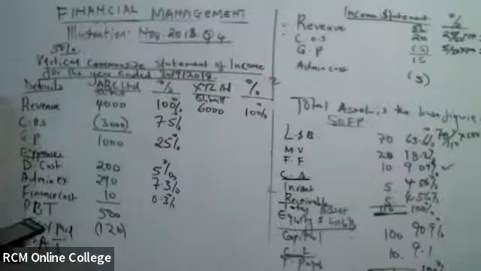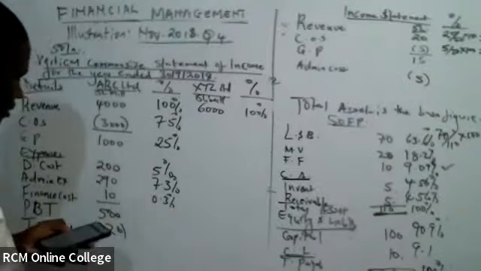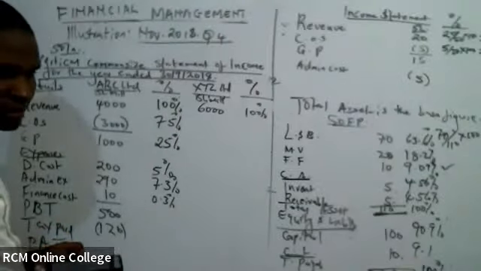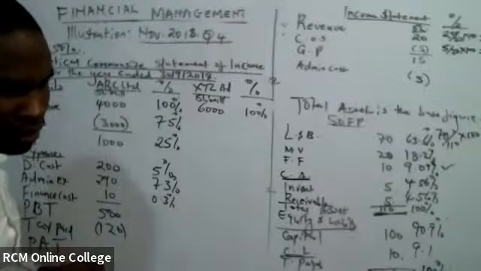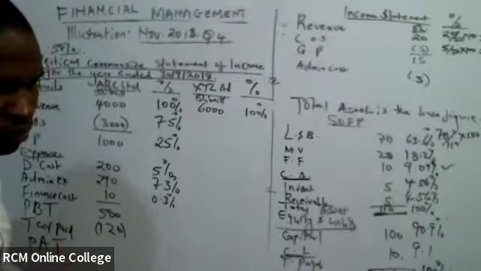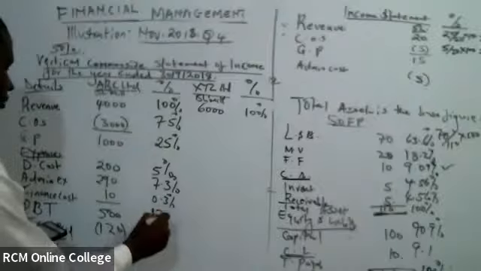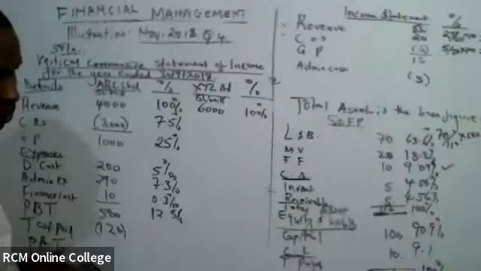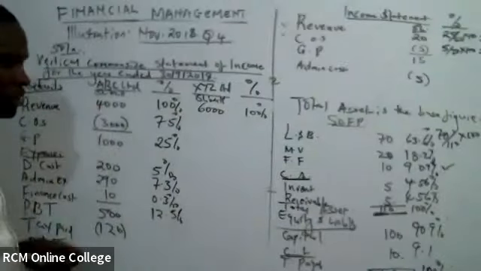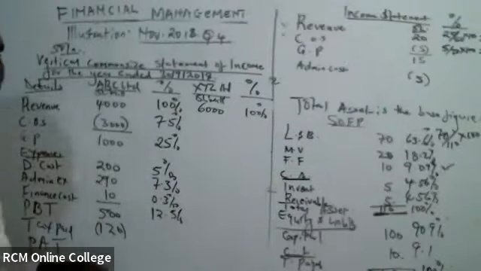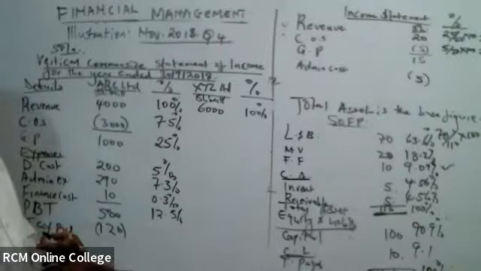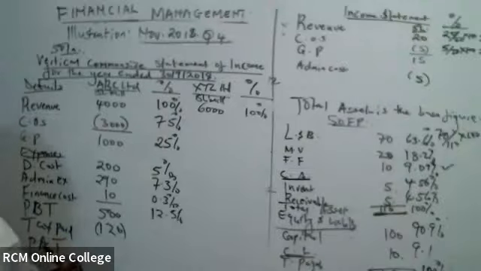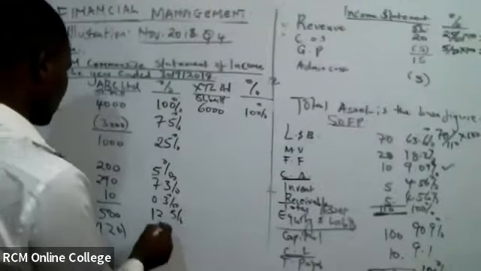For the profit before tax percentage, 500 divided by 4,000 times 100 is 12.5%. And then we move to the tax: 120 divided by 4,000. Always remember to refer to the sales under vertical analysis. This is 3%.